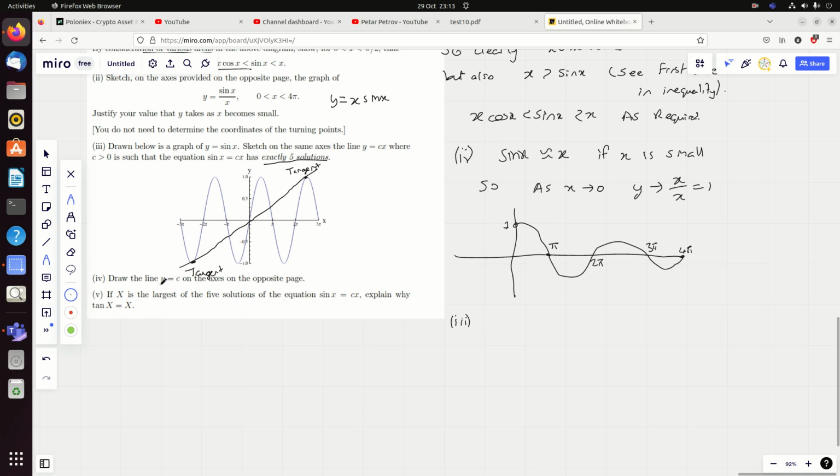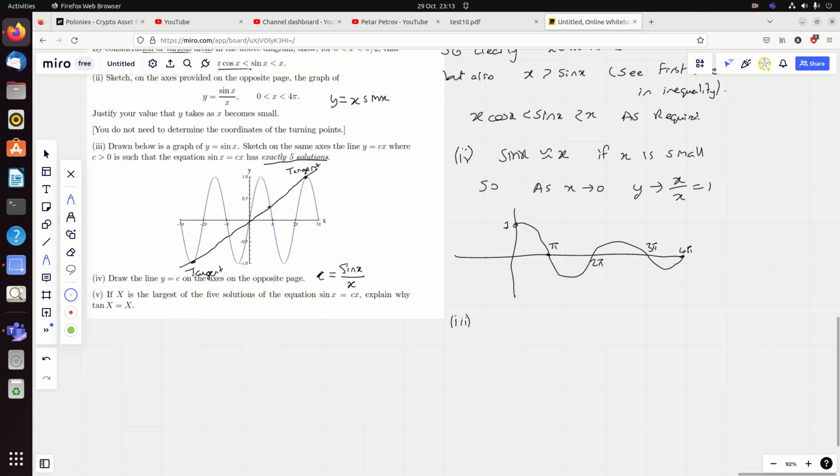Okay, draw a line y equals c on the axes opposite. Now, straight away I thought, well, if sine x equals cx, c is going to be equal to sine x over x. And this should have, apart from x equals 0 again because of division by 0, the same roots as this equation here. In other words, that x-axis intercept is the same as this x-axis intercept, like they correspond on the other diagram. And also this one's going to be a repeated root, and this one's just going to be a standard root.